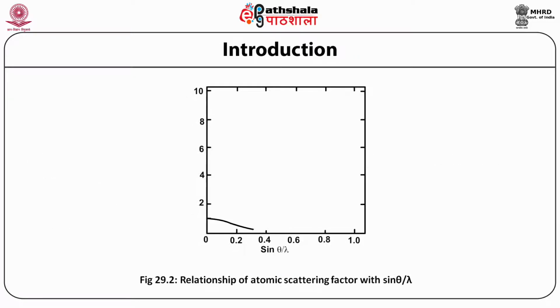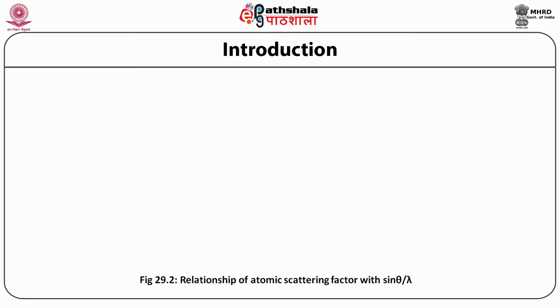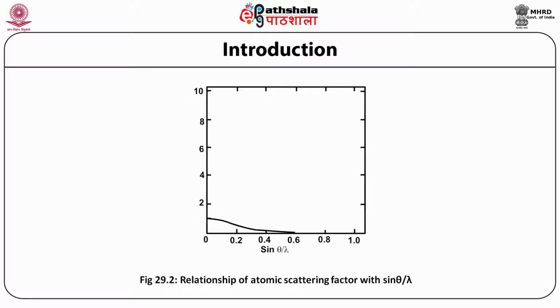This figure 29.2 shows how the atomic scattering factor varies with respect to sin theta by lambda. When sin theta by lambda equals 0, the atomic scattering factor has a maximum for each of these species, like hydrogen, carbon, and fluorine, and that is nothing but the atomic number. As sin theta by lambda increases, or theta increases for a given lambda, it falls exponentially.